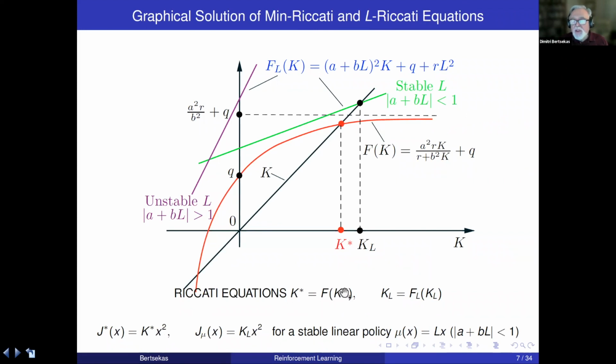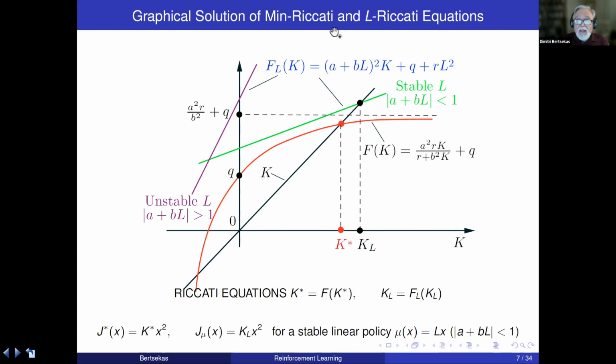In other words, K star, the quadratic coefficient of the optimal cost function, is obtained as a fixed point of F. In other words, it is the point at which the red graph intercepts the 45-degree line. The red graph is F of K. The 45-degree line is K. And K star satisfies this equation. So that's the way to view the construction of the fixed point of F, the optimal quadratic cost coefficient.